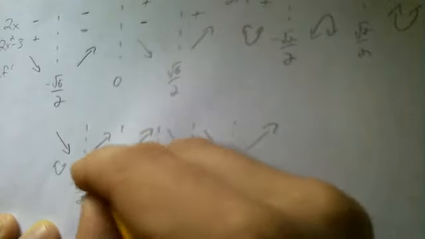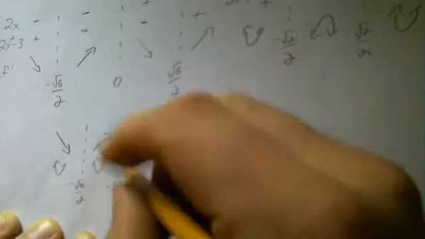Now we'll input our concavity directly below that. We were concave up until we got to negative radical 2 over 2. Concave up, concave up. After negative radical 2 over 2, we were concave down until we get to positive radical 2 over 2. So from negative radical 2 over 2 to positive radical 2 over 2, we're concave down. And then according to our concavity chart, we're concave up thereafter. So concave up, concave up.